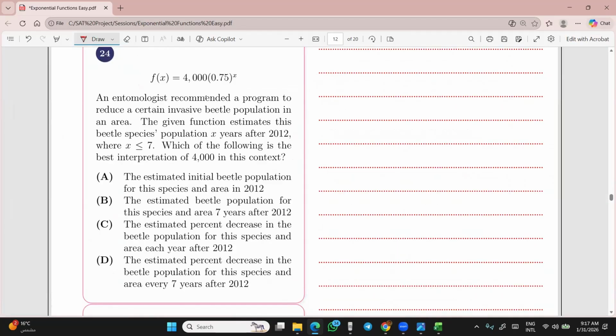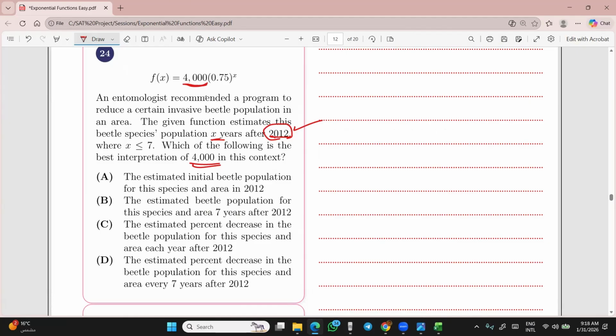And the question says, an entomologist recommended a program that reduced a certain invasive beetle's population in an area. The given function estimates this beetle species population X years after 2012, where X is less than or equal to 7. Which of the following is the best interpretation of 4,000? 4,000 is here the initial, at the beginning of the process, which is at 2012 itself. Nothing, no years after that. This is the beginning. We started at 2012 and we calculated the number of years after that. So 2012 is the initial time.